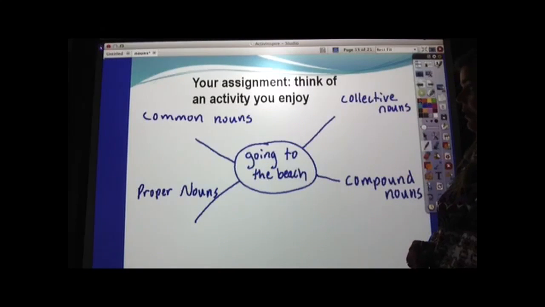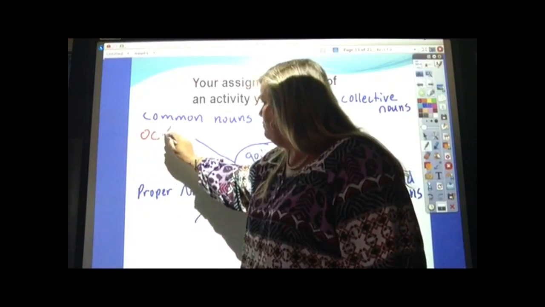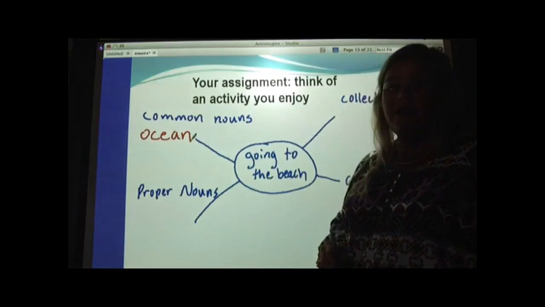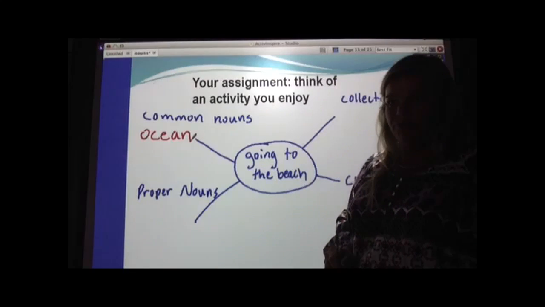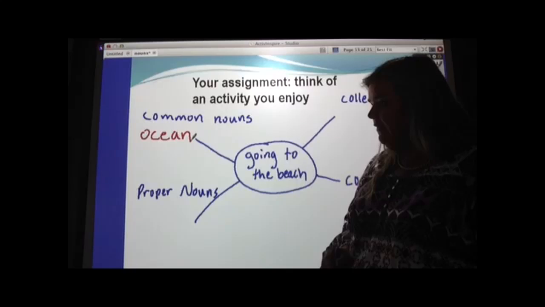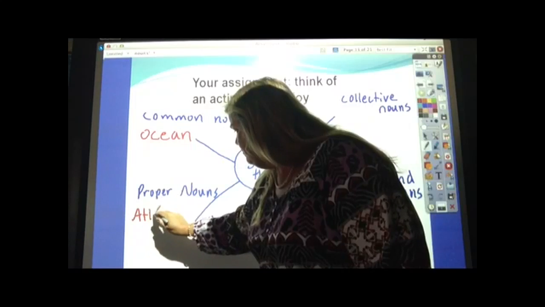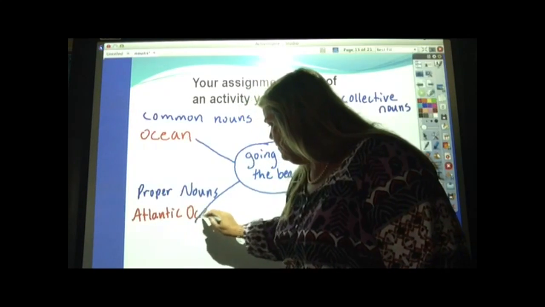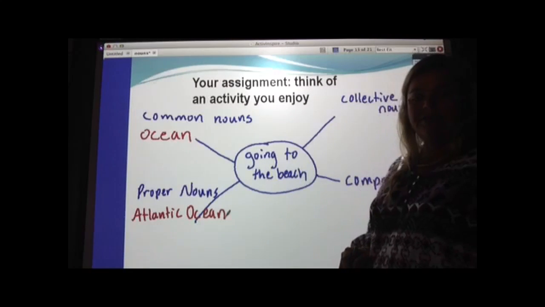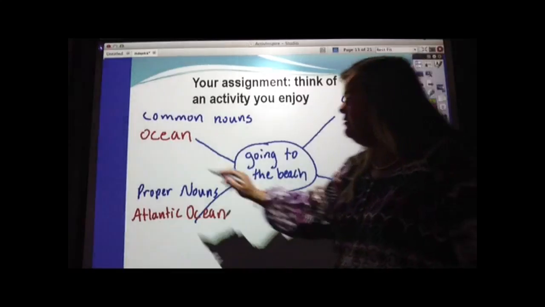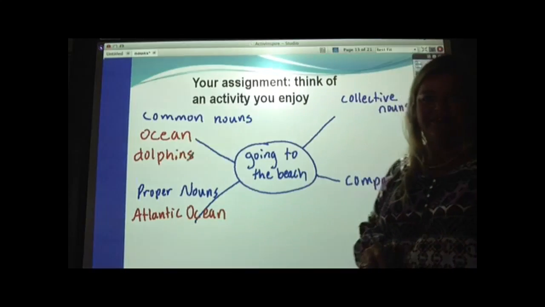into each category. For example, a common noun, when I go to the beach, I swim in the ocean. That's a common noun. It's not specific. But if I wanted to know specifically which ocean I'm swimming in, I might say not the Pacific, the Atlantic Ocean. Right? It's a specific ocean, so it is capitalized. Now sometimes when I'm at the beach, I see dolphins. And it always makes my day whenever I see them.